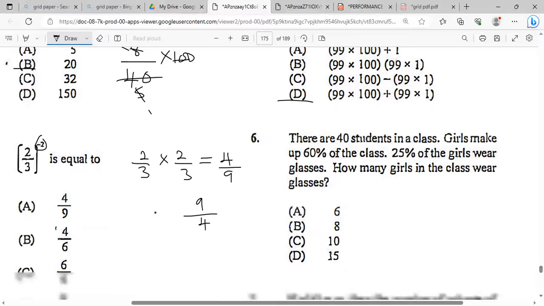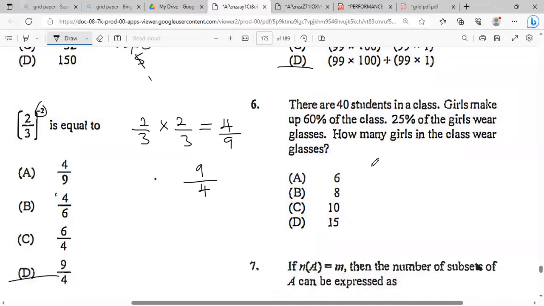There are 40 students in a class. Girls make up 60% of the class. 25% of the girls wear glasses. How many girls in the class wear glasses? So first we find 60%, which is the total population for the girls. So we need to know how many girls there are, right? Of the 40, how many are girls? And then we can figure out the percentage. So that would be 24. And we just find a quarter of 24. This is a repeat one. If you haven't watched all my other videos, find time and do that now, all right? After this video. So this into this one, this into this 6. So that would be 6.